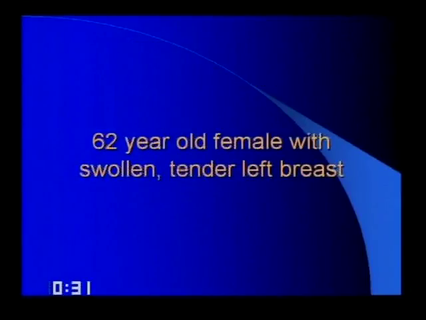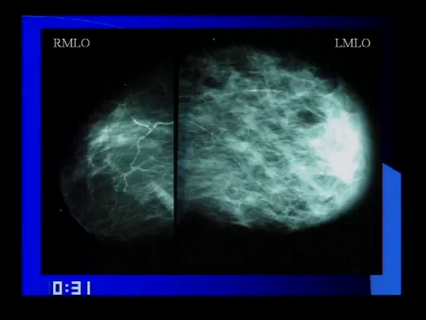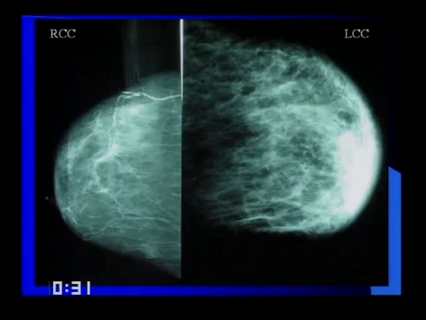Okay, 62-year-old female with a swollen, tender left breast. Okay, these are two MLO views, left and the right. And the left breast shows diffuse increased density, and more so in the retroareolar region. And both the CC views, again, we see the same finding. The left breast is more dense, more so diffusely, and I'm not so sure about the skin. I think the skin may also be thickened more so in the outer portion, just lateral to the areolar region. And so what's your differential diagnosis?